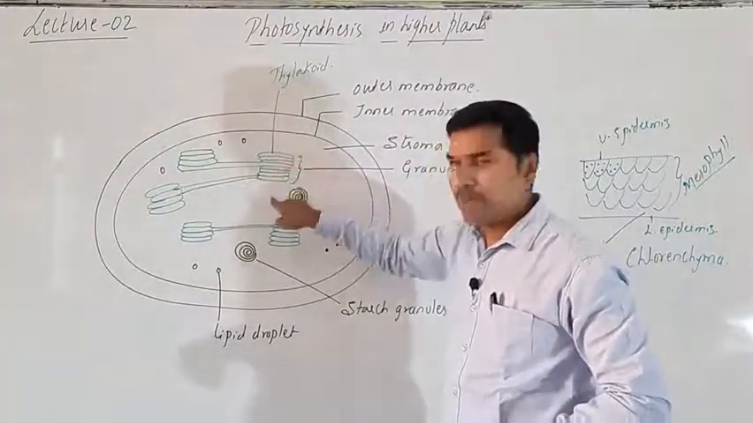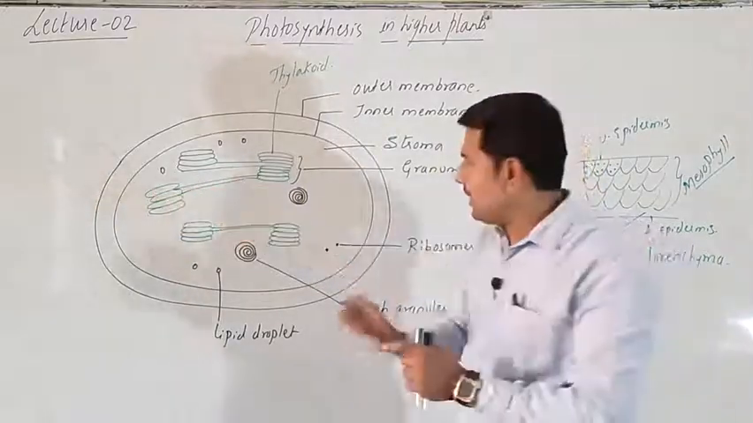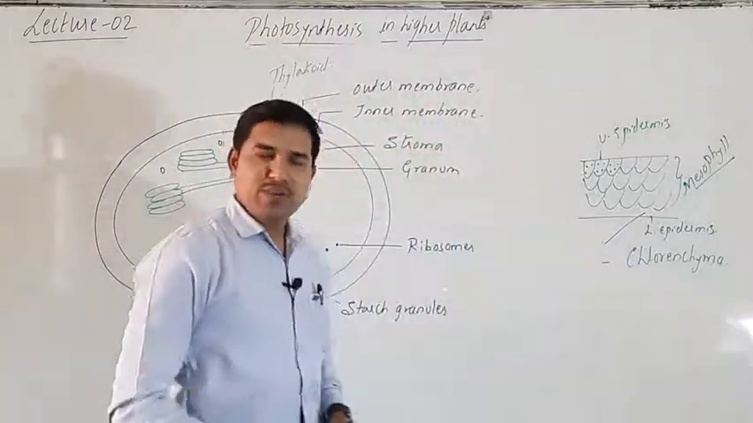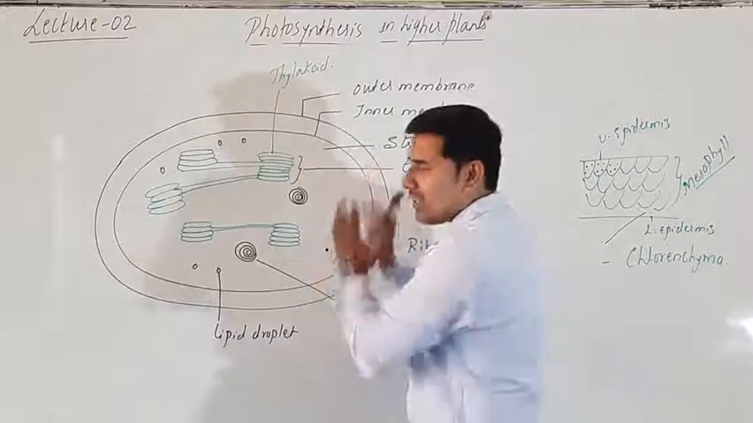The next chapter, the major part that we are going to discuss, is in the thylakoid as well as in the stroma. So until and unless we complete the chapter, you just stay on the chloroplast.